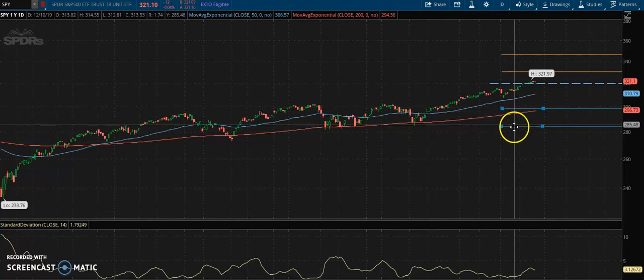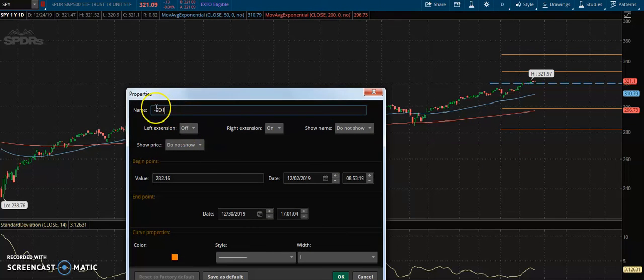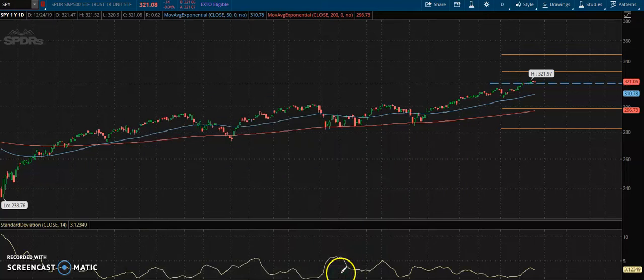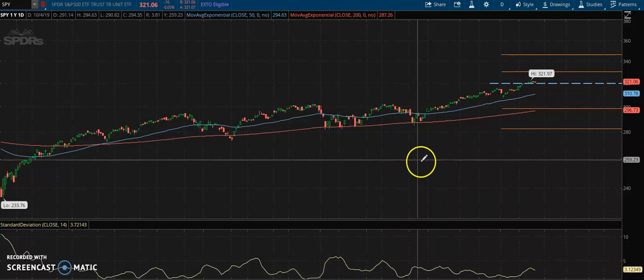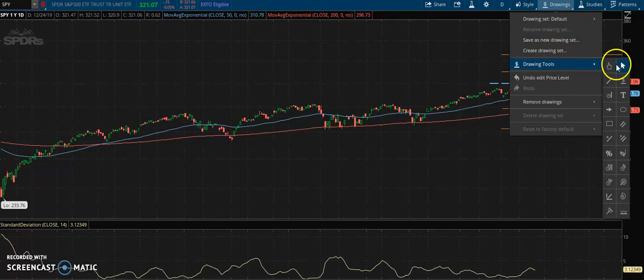And then for the last one, we're going to go down here. Put in negative SD2. And the level was 282.33. There we go. All right, so let me switch back out and we'll take a look at how we can use this data to actually trade in.